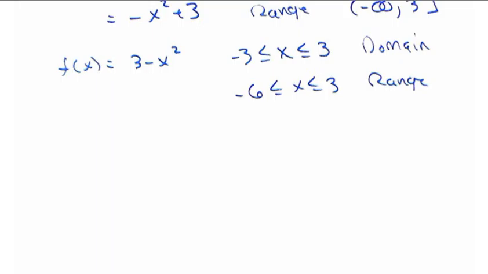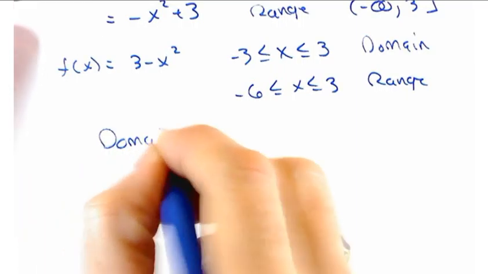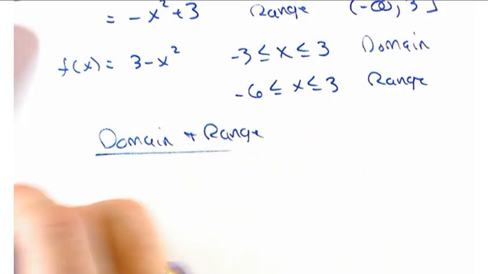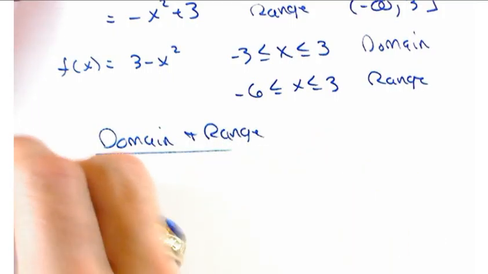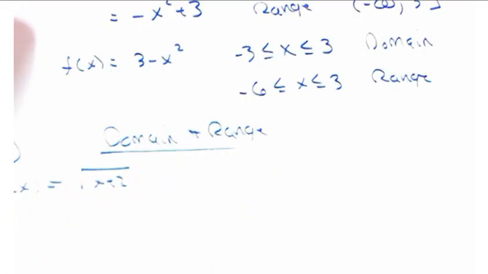We're going to continue to work with domain and range, and part of what I'm going to do here is try and do a little review of stuff that we've done before this. So continuing to work with domain and range, we'll start with problem number 20. F of x is the square root of x plus 2.